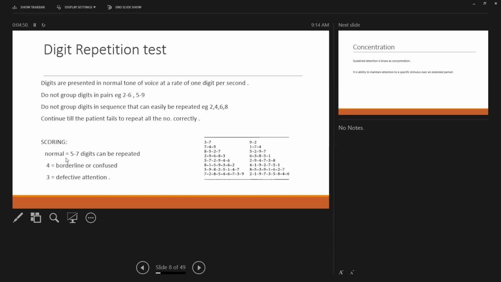Scoring: a normal person can repeat 5 to 7 digits. If a person can repeat only up to 4 digits, then it is borderline or confused. And if a person can repeat 3 or fewer digits, then the attention is defective.